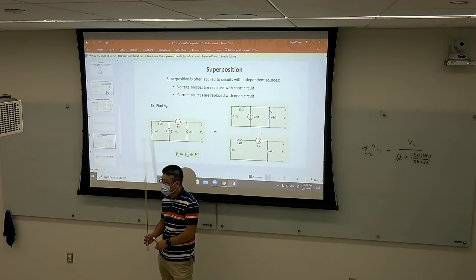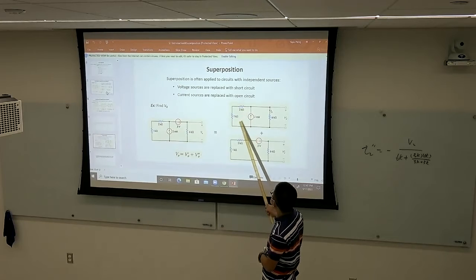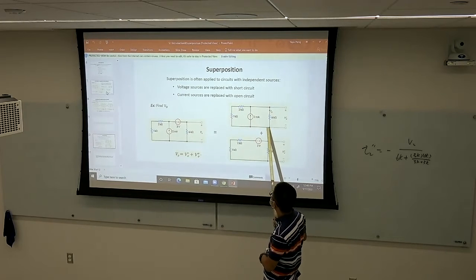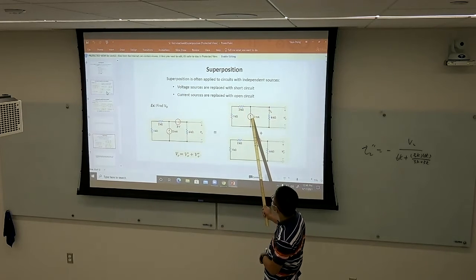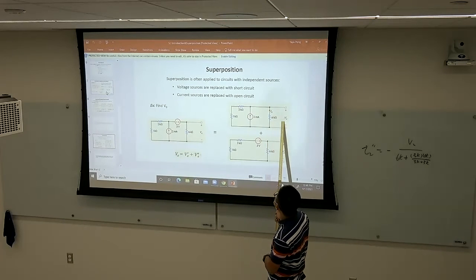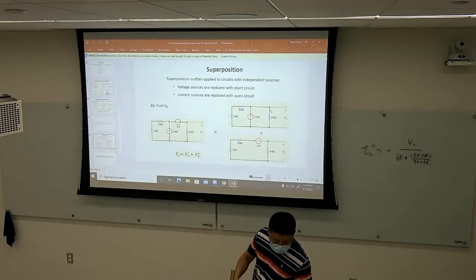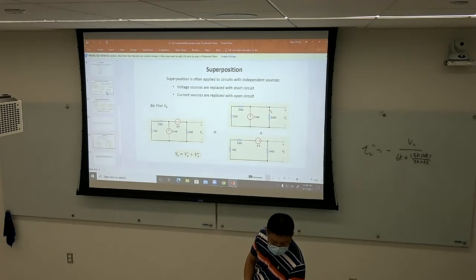The first one is simple, right? Use the current division. For the first one, the current is known, and it splits into one branch and a second branch. So use the current division, you can calculate I0. Use Ohm's law to get VO prime. See what value you get for VO prime.